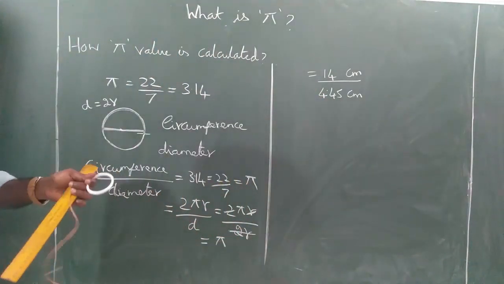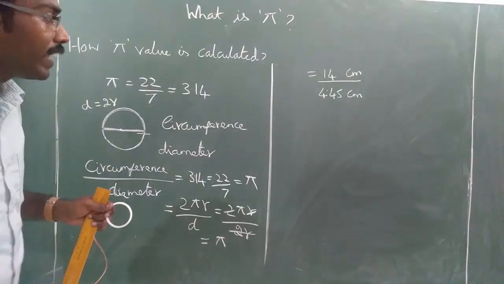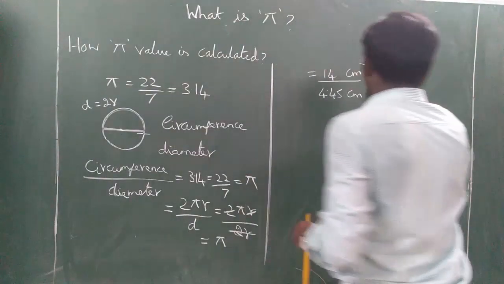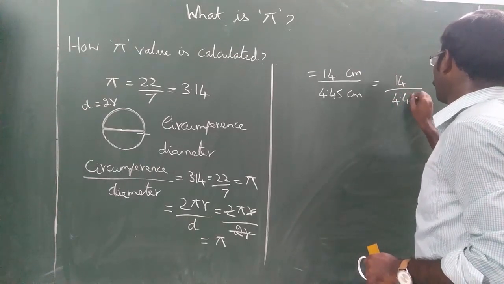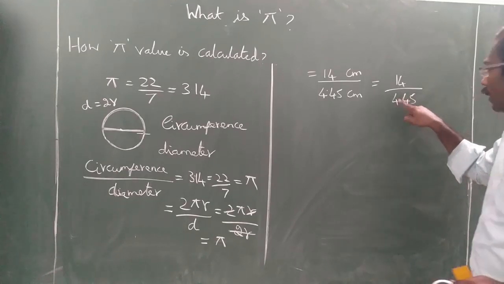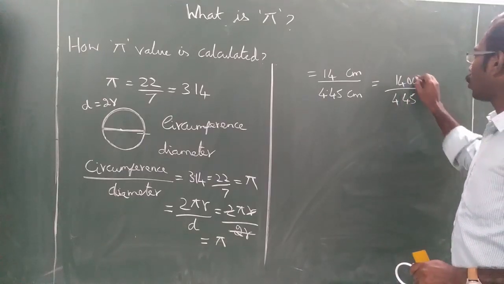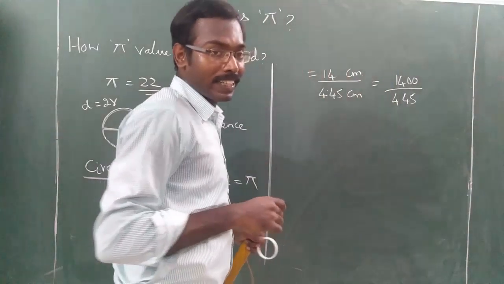So let us check the ratio, whether the answer is equal to 3.14. Shall we check it? We can take this as 14 by 4.45. We can multiply this by 100. So we get 445 and 1400, isn't it? Okay. So now, shall we cancel it directly?